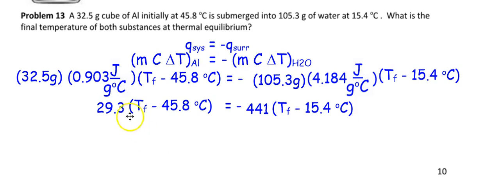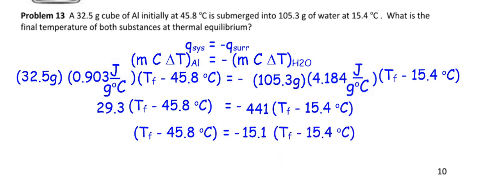So what did I do next? I'm looking at 29.3 and negative 441. Your smaller number is 29.3, so I'm going to divide both sides by 29.3. So this drops out, and that's all I have left. Negative 441 divided by 29.3 is equal to negative 15.1. Then I have this here again. Now this just becomes pure algebra. If you want to put x's where the T finals are, do whatever. But now I would distribute this.